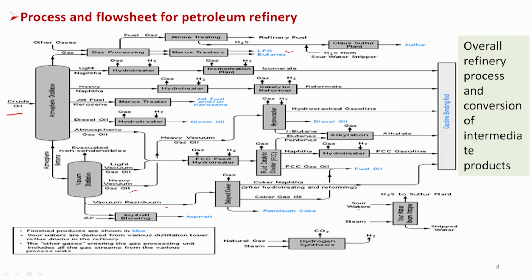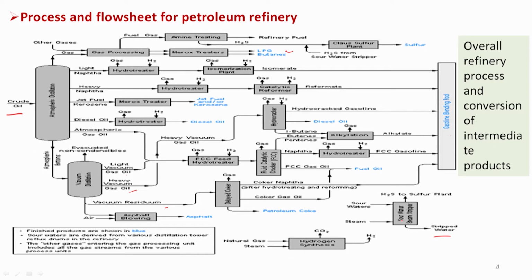So, sour water means there will be sulphur and ammonia. Those will be removed by the stripping of steam, and then we get the stripped water. So, this is one part of wastewater treatment in the refinery that we will discuss. This is the overall process flow sheet.